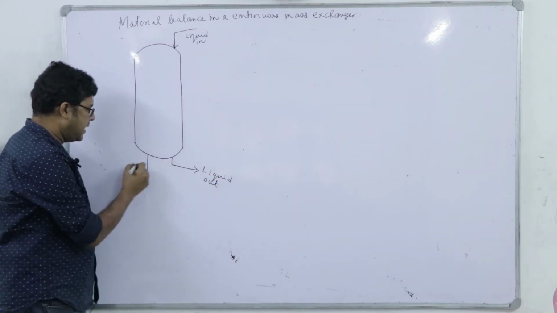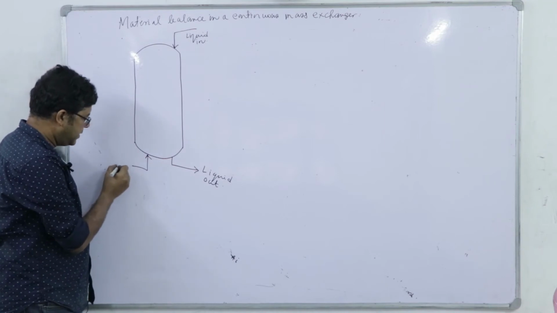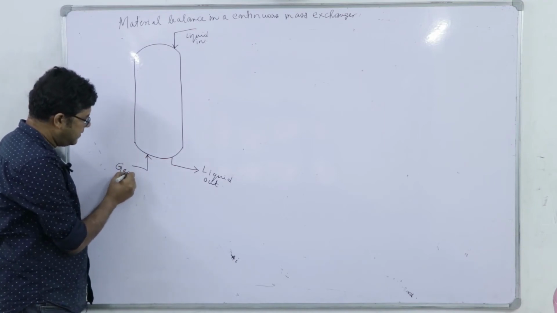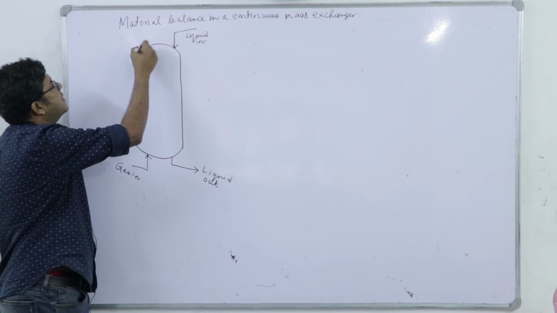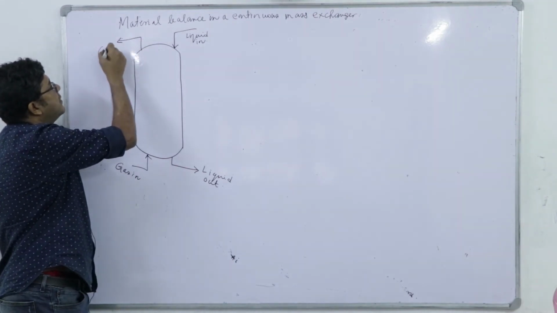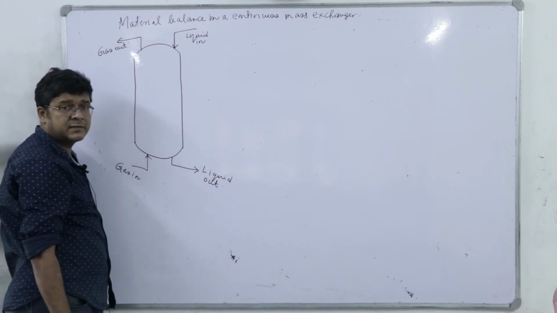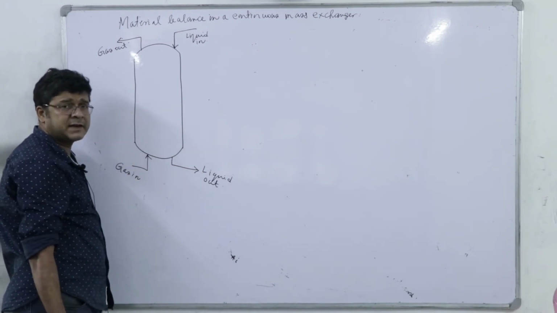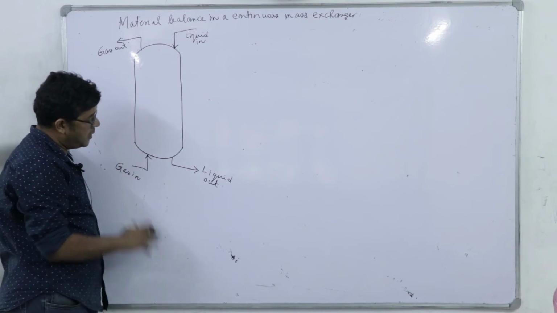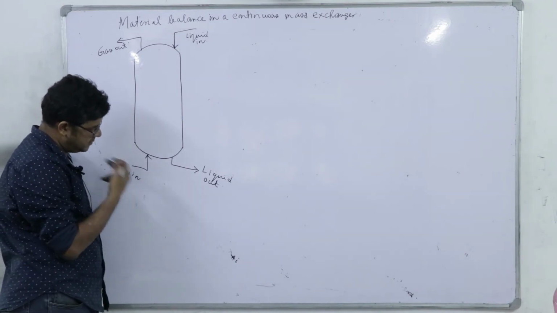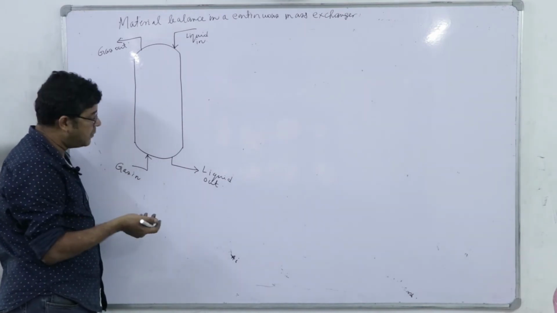Whereas the gas, being lighter than the liquid, here this will be the gas in and here it is the gas out. So, note that I have not specified what is the internal of this column; it may be packed, it may be a tray column. Now, how to represent the flow rate and the composition?